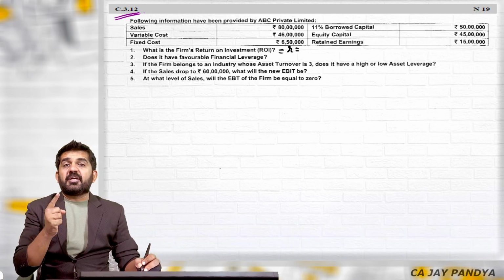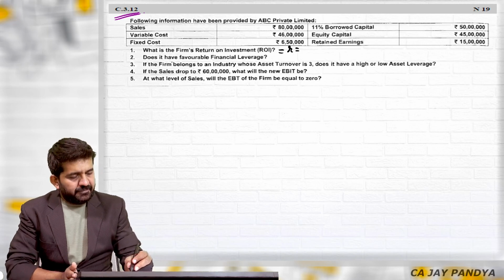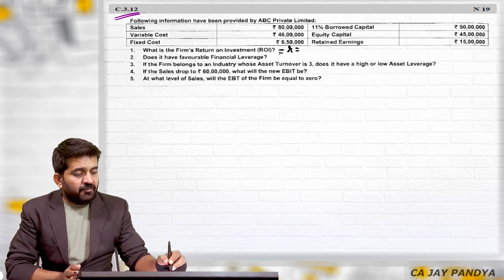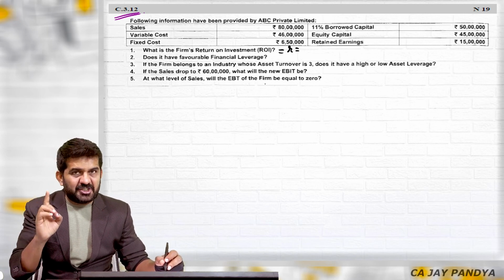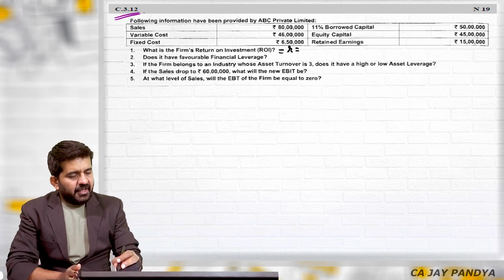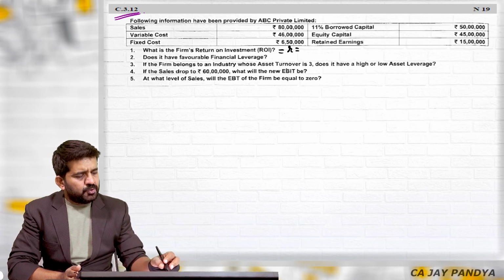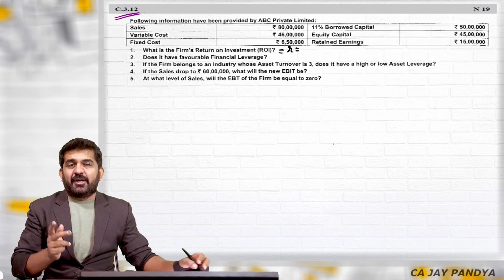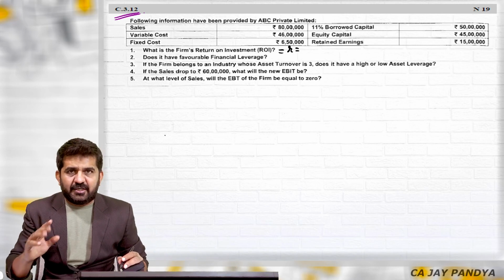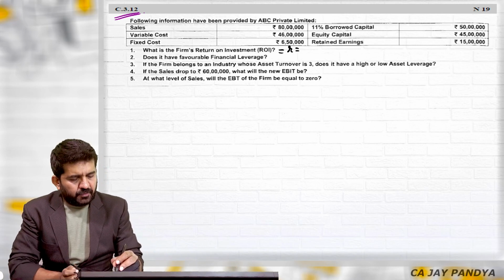This we have done in capital structure, not in leverage. Does it have a favorable leverage? Trading on equity. So the question is of capital structure. Does the firm belong to an industry whose asset turnover is 3? Does it have a high or low asset turnover? This is from financial ratio analysis, but we'll be solving it in this question also.